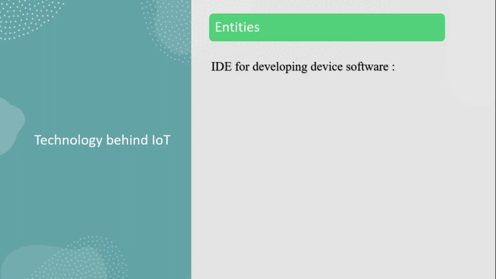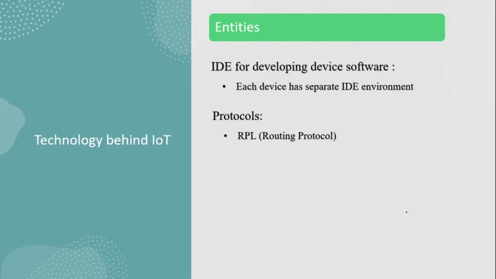IDE means integrated development environment, which means each and every device, Arduino, Raspberry Pi, Intel Galileo, any device, must contain an IDE environment to create software coding. Next, the third entity is protocols. Already we know that a protocol is nothing but a set of rules. So what are the different protocols?